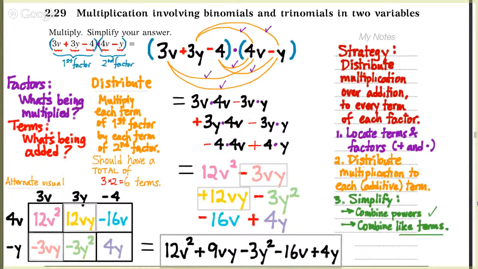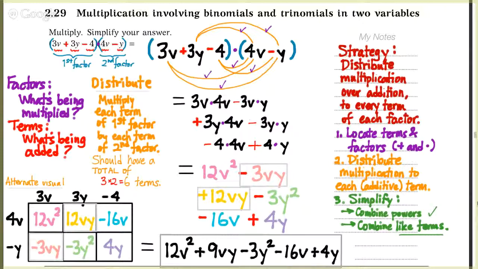How do we do it? Well, we know that the distributive property of multiplication over addition requires us to multiply every term of that first factor, all 3 of the terms of the trinomial, by every term of that second factor, both of the terms of the binomial. And so we have to expect that in total, we're going to have 6 multiplications happening. When we account for every one of those 6 multiplications, we end up with this expression that has 6 terms in it. 12v squared minus 3vy plus 12vy minus 3y squared minus 16v plus 4y.